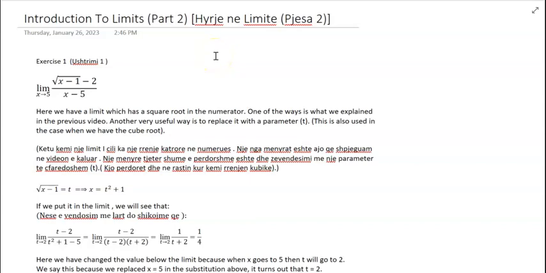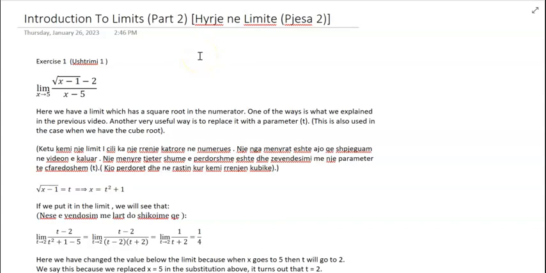Today we're going to continue the Introduction to Limits, Part 2. I made 3 other exercises that will help us in solving different types of problems with limits. Okay, without losing any time, let's begin.